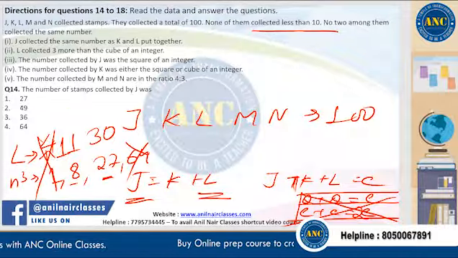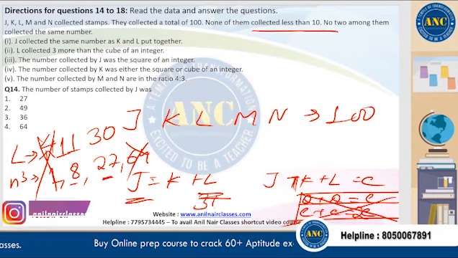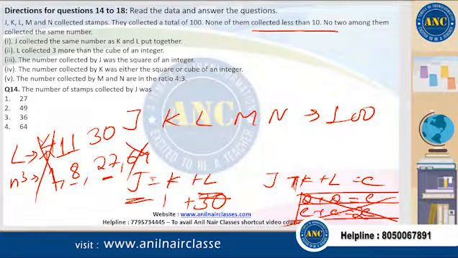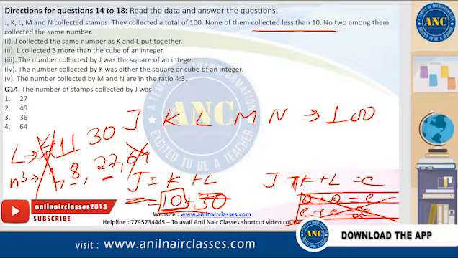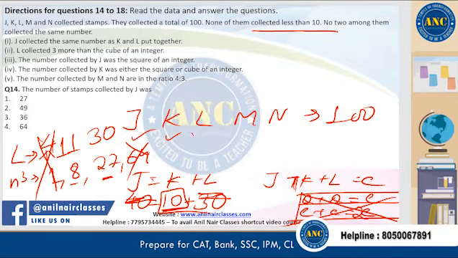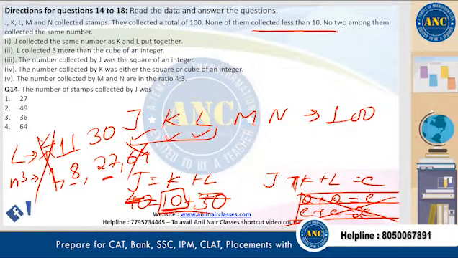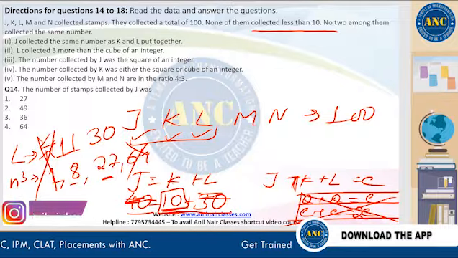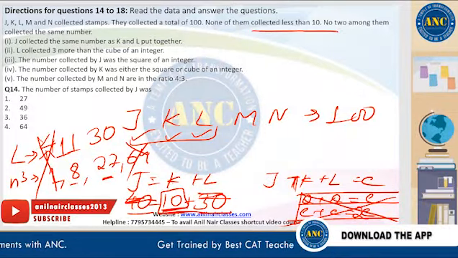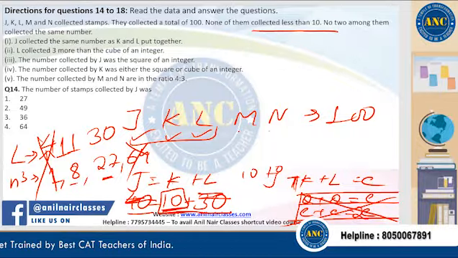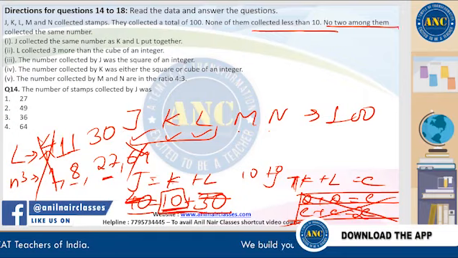Now, if you look at each of these cases, if I take the L value as 30, the K value has to be a minimum of 10 or more. Even if it is 10, then the J value would become 10 plus 30, which is 40. So J plus K plus L is 40 plus 10 plus 30, which is equal to 80, which means that M and N both have to be 10 and 10, which is incorrect because no two of them collected the same number.